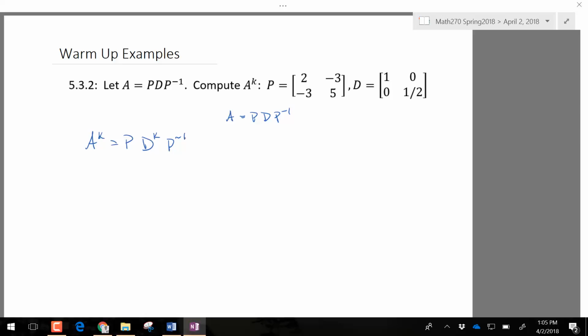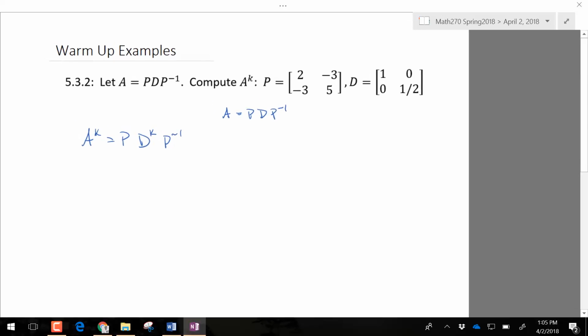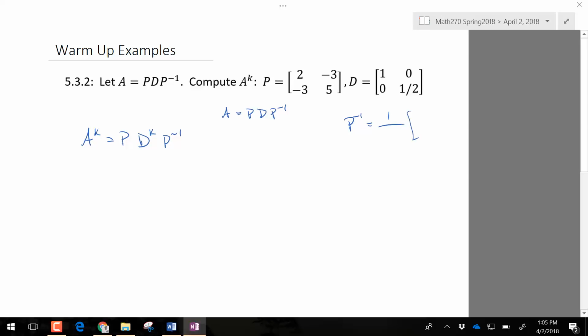Okay, so P inverse, is that easy? I don't know. Oh yeah, this is a 2 by 2, right? So P inverse should be easy. P inverse is 1 over the determinant, and then you, what is it? Switch the diagonals and negate the wings. And so what was that determinant? 10. So 1 over 10 times that.